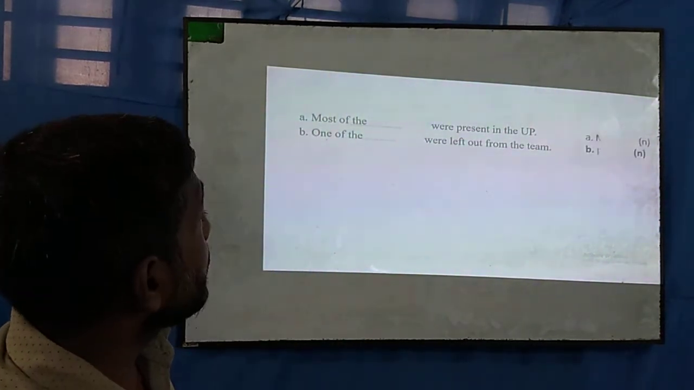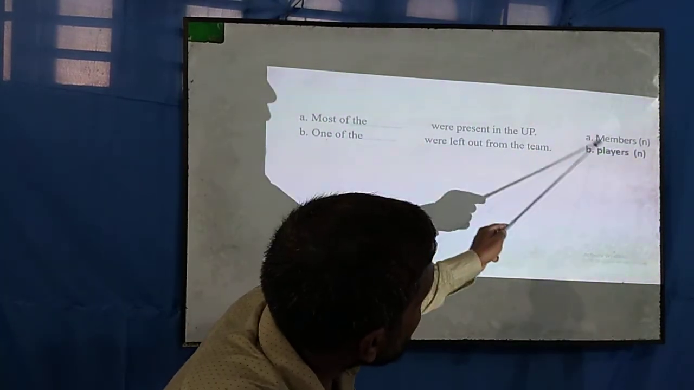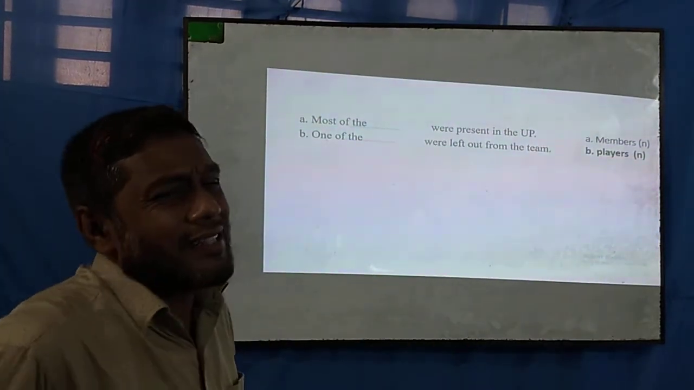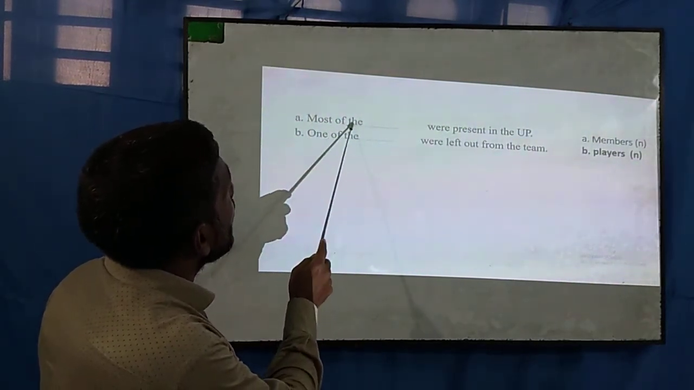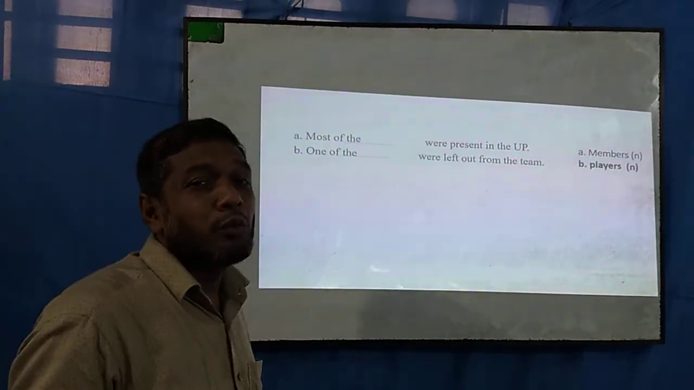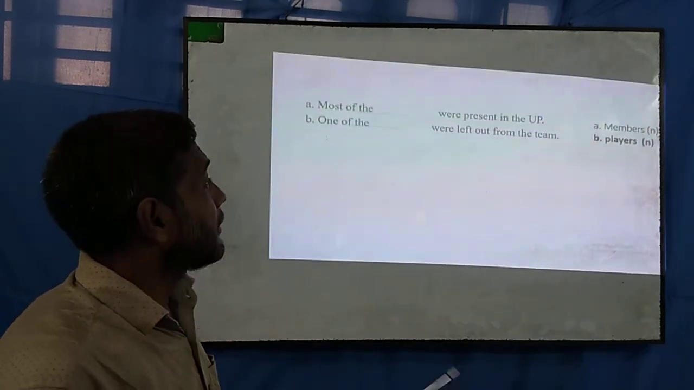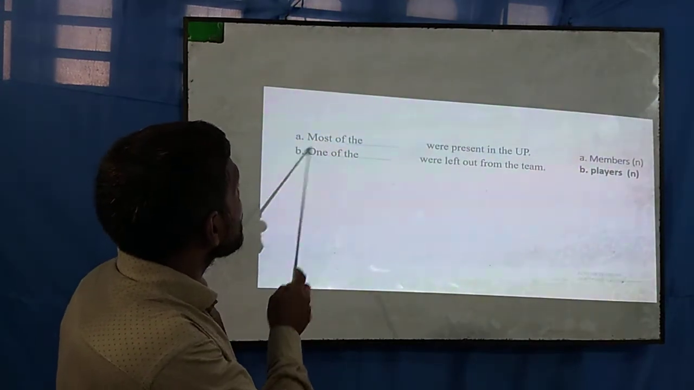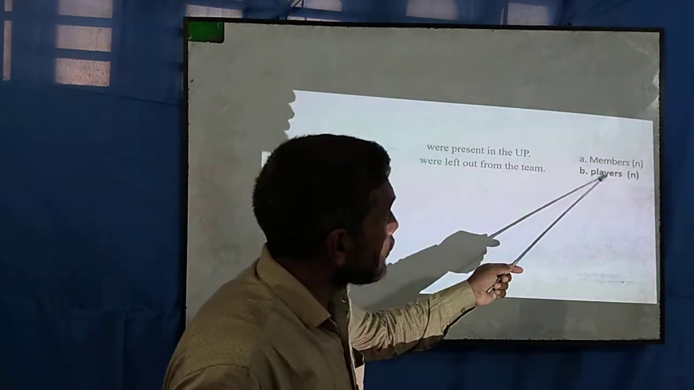So if I look, most of the members, now you can see the word is in a plural form. Why? How can I understand the noun should be plural here? There are two rules here. Most of, so after most of, the noun should be in plural form. We have to learn this type of techniques. Otherwise, we cannot be perfect. So again, one of. This one of is telling me the noun should be in plural form. So I have used players.